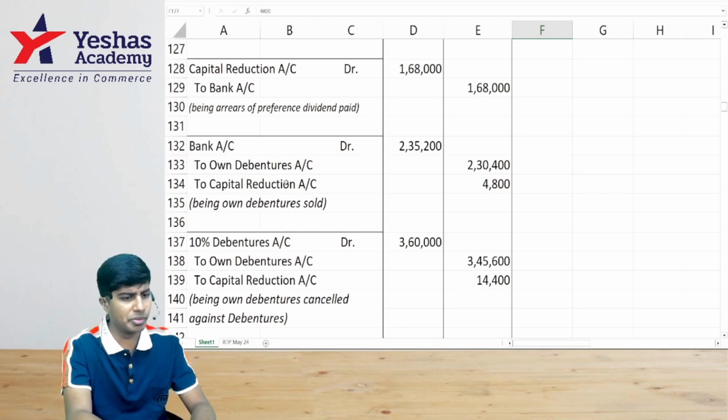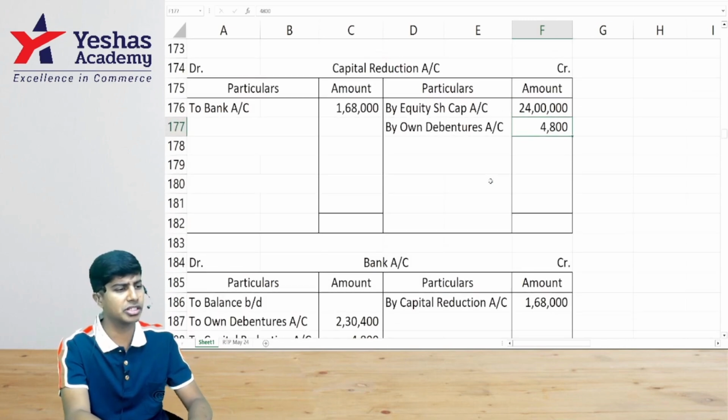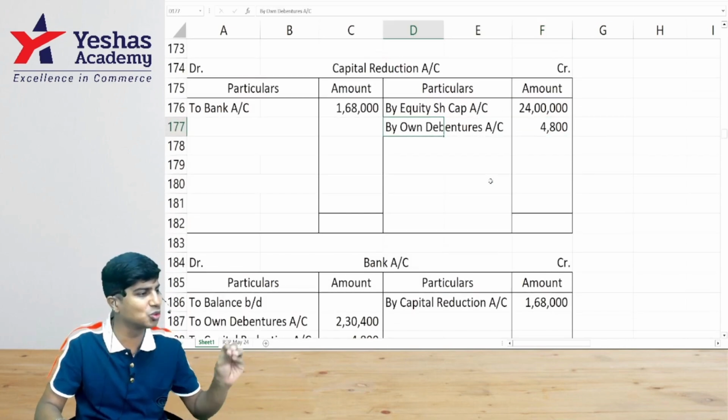Bank account debit, to own debentures, to capital reduction. No, 4,800 only I should write. So I have written 4,800. It will be written through own debentures account. We won't write it by bank. We should write it through own debentures.